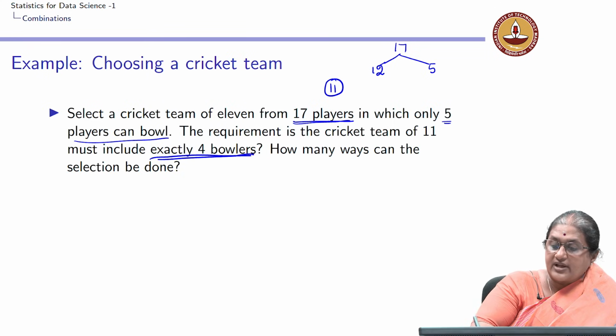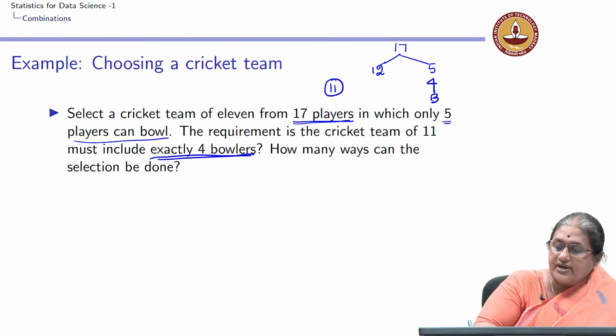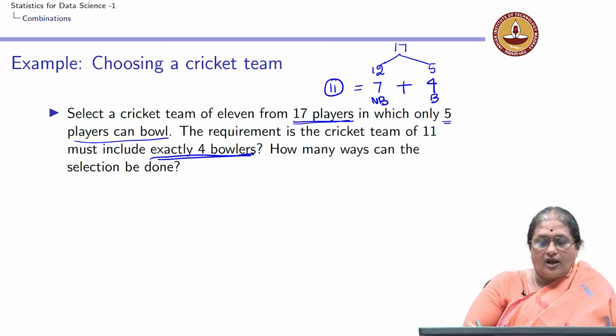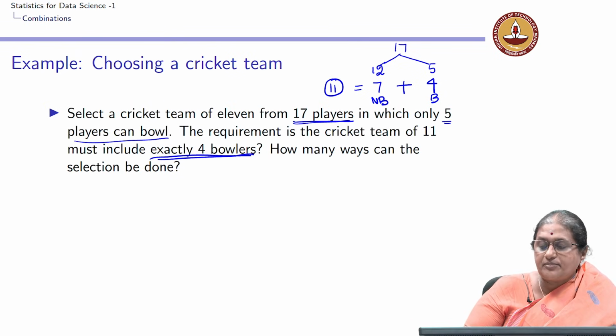I am not saying at least, I am saying exactly 4 bowlers. If I have 4 bowlers, then I should have 7 non-bowlers in my team to make up the 11 players. How many ways can the selection be done?